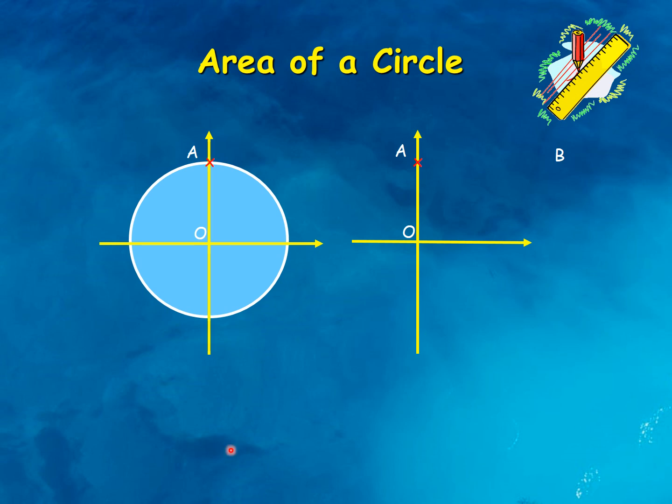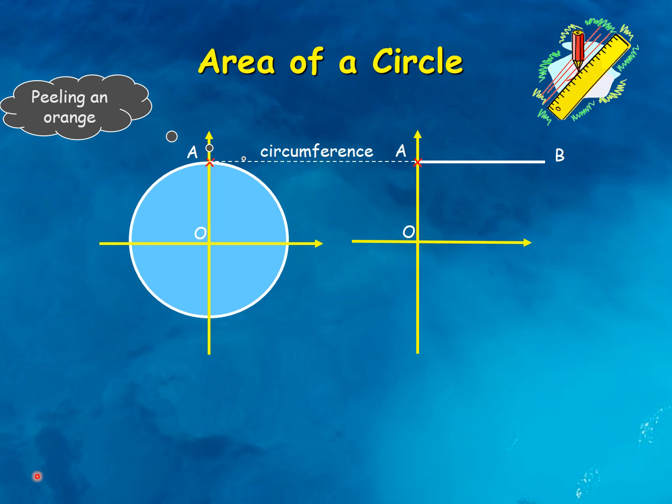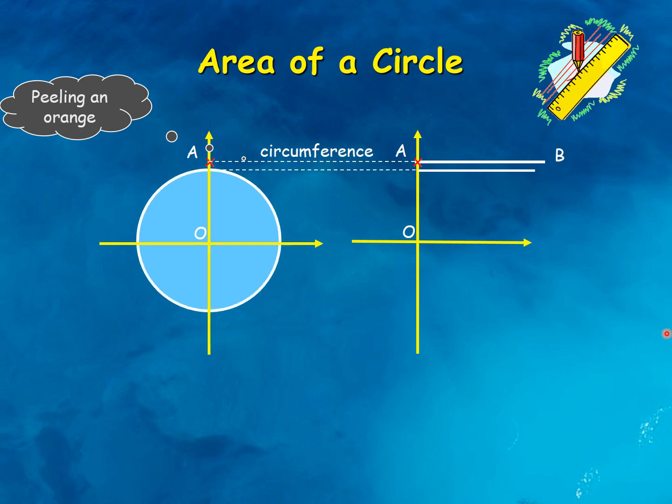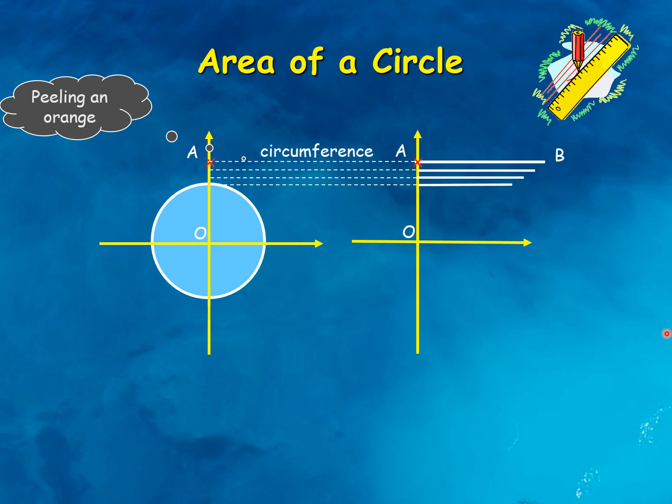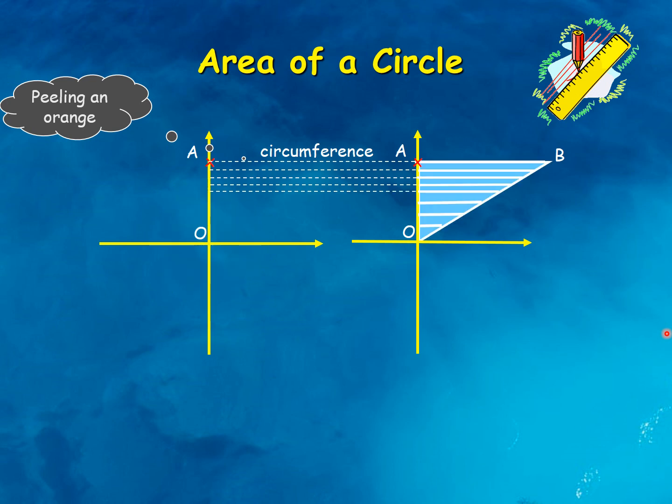Look at this. We have a circle, the center of the circle is O. We are peeling an orange. We first cut that first part, the circumference, which we can see here in the form of AB. That means from here to here we peeled it and we just kept it like this, AB. See, we'll proceed with this process until we get a triangle like this.